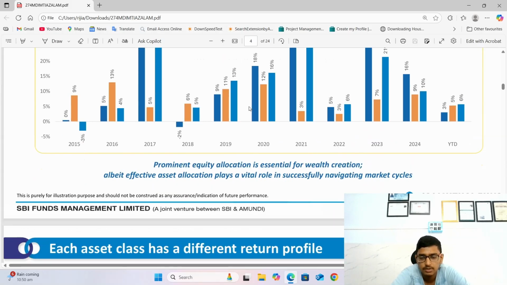So what does it tell you? Prominent equity allocation is essential for wealth creation, although effective asset allocation plays a vital role in successfully navigating market cycles. In the stock market there are cycles where at some times equity performs well, and at other times the bond market performs well. So you need to have both things in your portfolio.